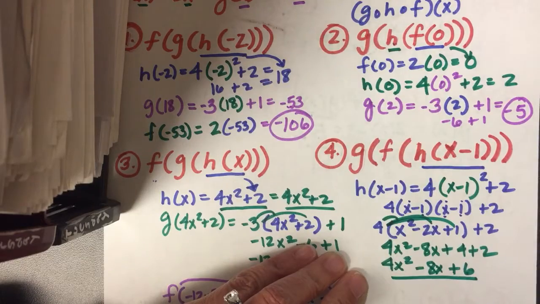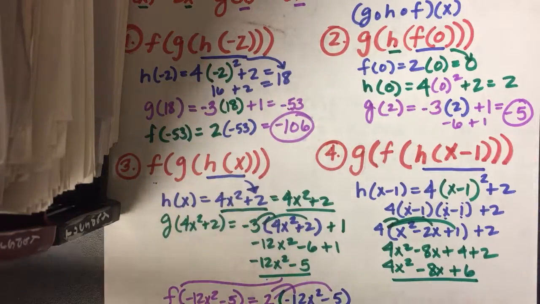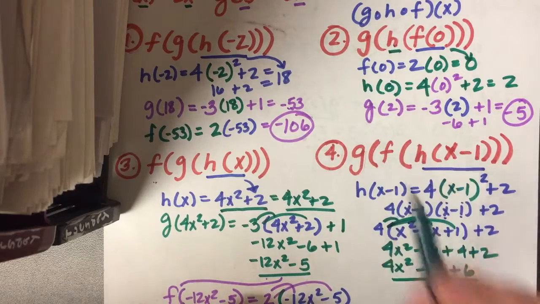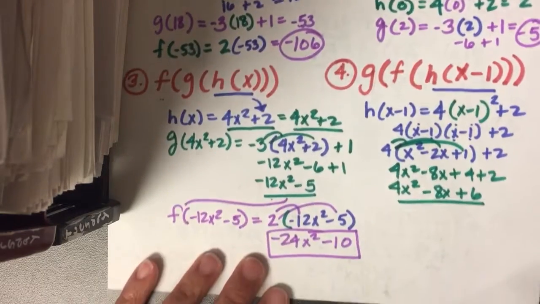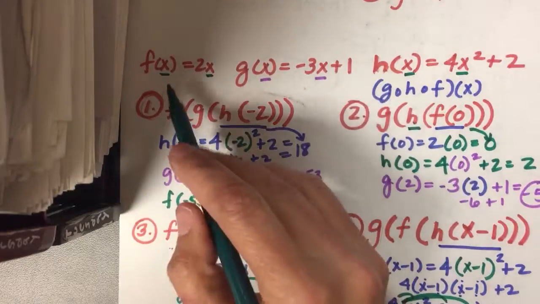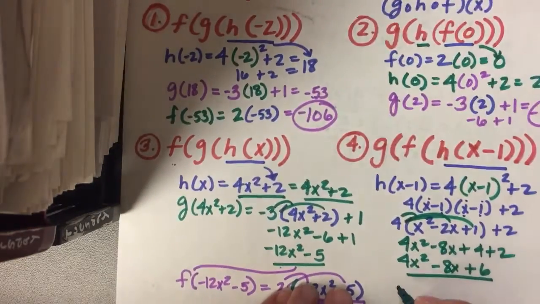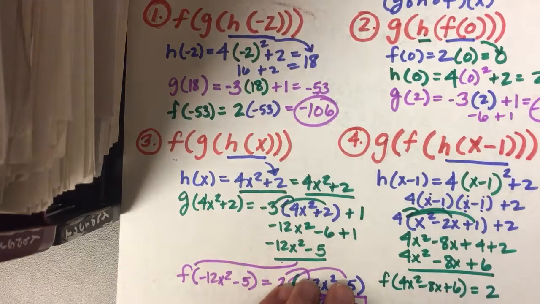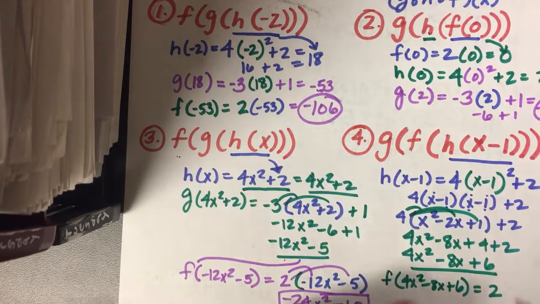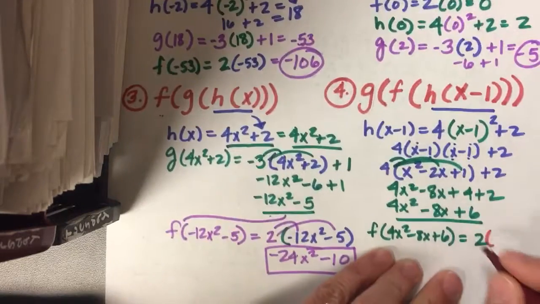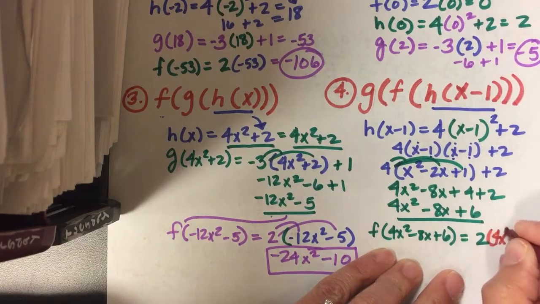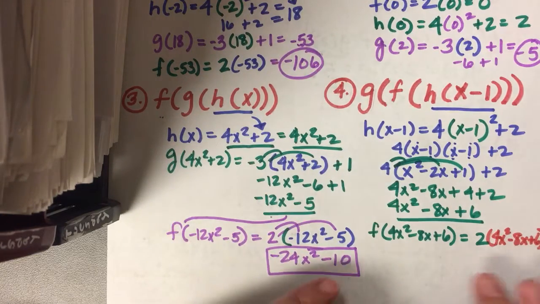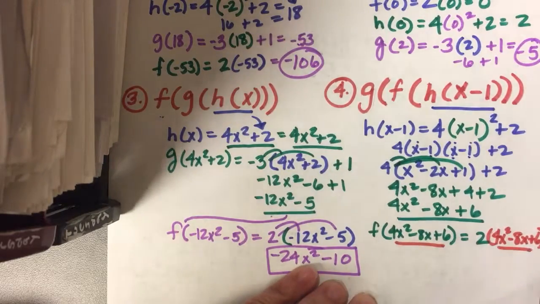That's my first output. So now I'm going to have to take that output. That's only h of x minus 1. Now I'm going to plug that into f. So I'm going to go to f. F of x, remember up here, is 2x. So f of 4x squared minus 8x plus 6 equals 2x. Now remember, our x is this one here. So it's going to be, apologize, running out of room, 4x squared minus 8x plus 6. All I'm doing is plugging in, input to input.